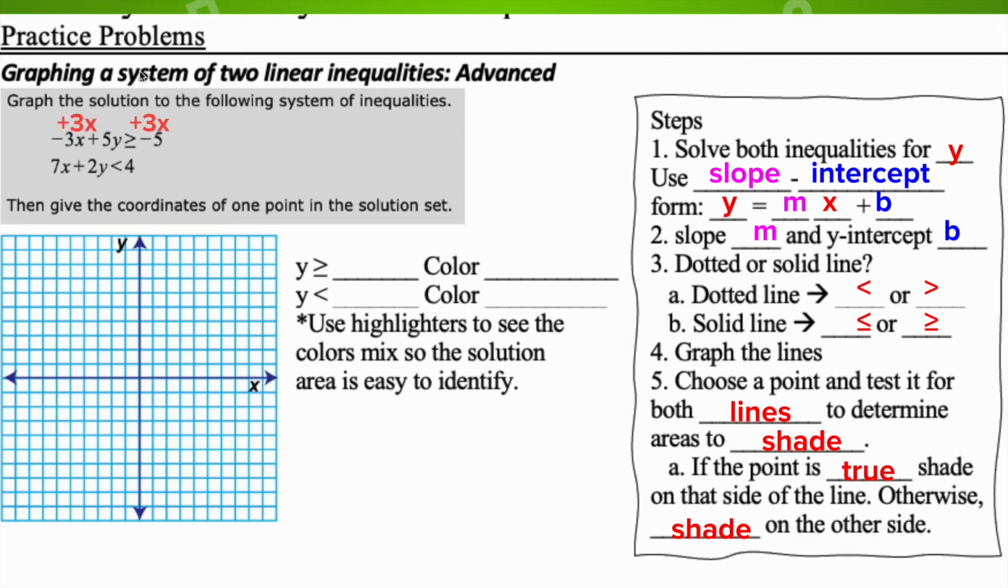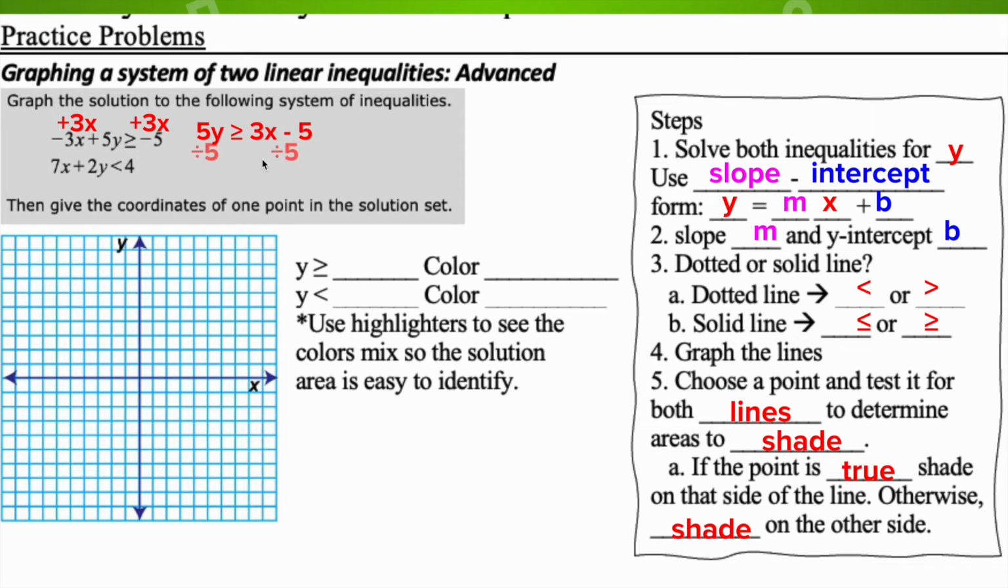So let's go ahead and we're going to start solving. I'm going to add, I want to get y by itself. That's why I'm going to take this negative 3x and add it to the right side. So then I have 5y, because the 3y minus 3x cancels out. So 5y is greater than or equal to 3x minus 5 on the right side.